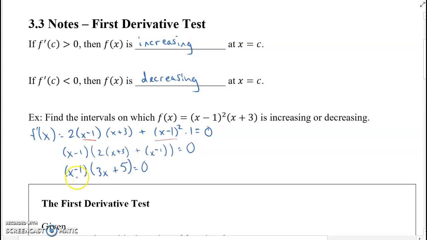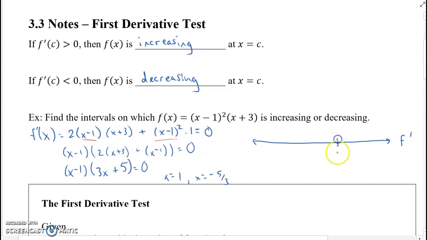So this is our derivative. It's equal to 0 when x equals 1. Also when x equals negative 5/3. Those are our critical numbers. Those are the places where our derivative is definitely not positive or negative. So on this number line, I call it my f prime line, I'm going to go ahead and put my critical numbers.